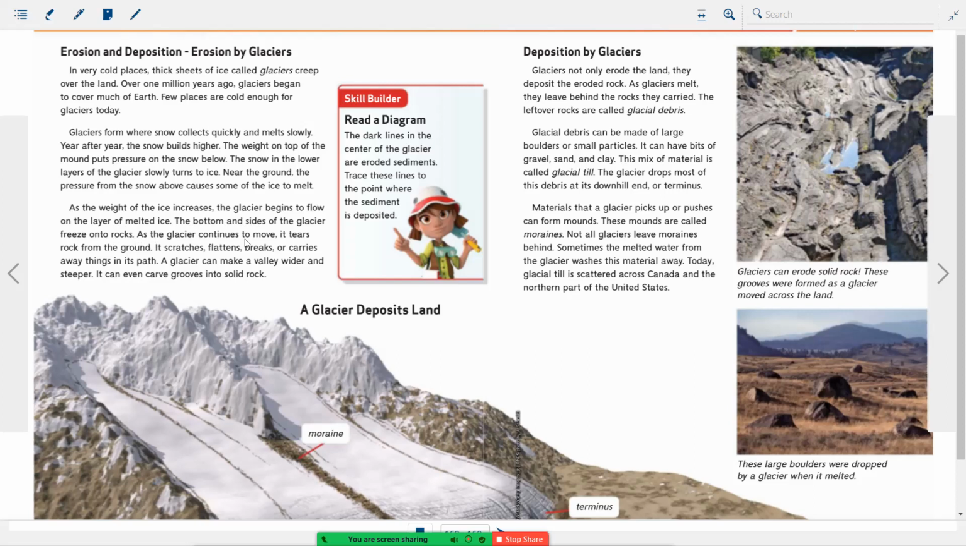As the glacier continues to move, it tears rock from the ground. It scratches, flattens, breaks, or carries away things in its path. A glacier can make a valley wider and steeper. It can even carve grooves into solid rock.